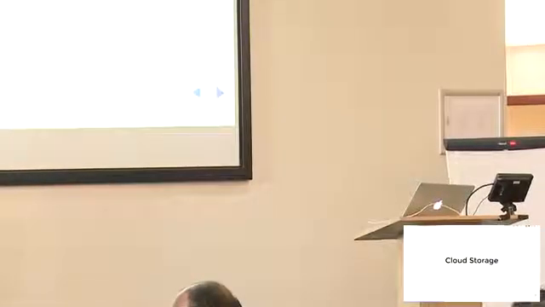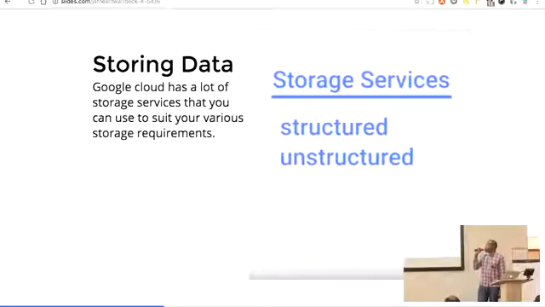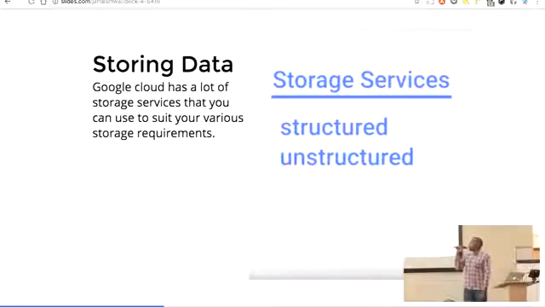Thank you. So you can actually configure cloud storage. Those of you who've used Amazon know we store all our files in Amazon S3. So with App Engine, you can store your files on Google Cloud Storage. And Google Cloud has a lot of services that you can use to suit your various needs.